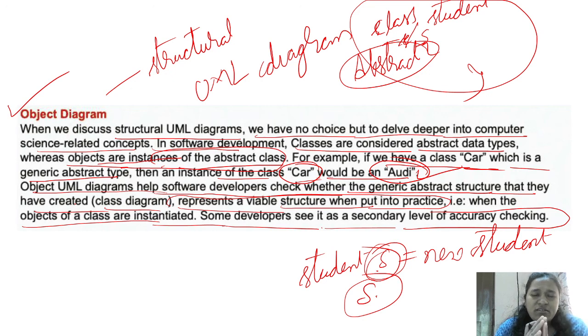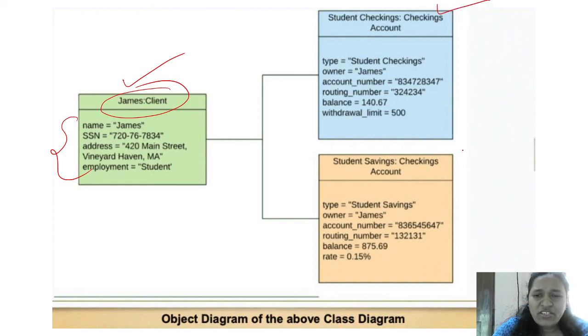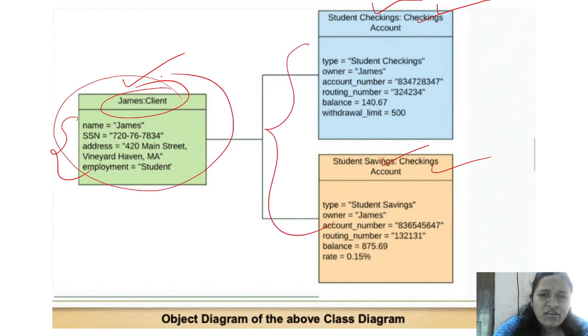This also just shows the structure of the system. We will see this. Here, see, James is the client name. Here we have created objects of the classes: the client's checking account and savings account. These are the different objects of the class.